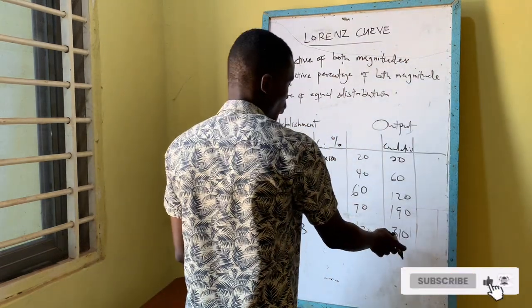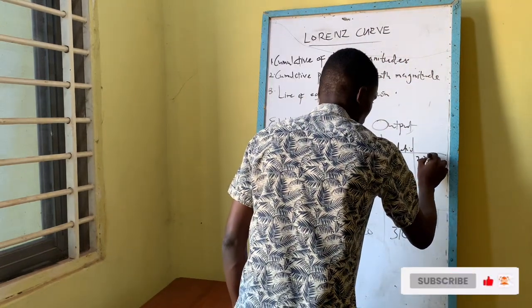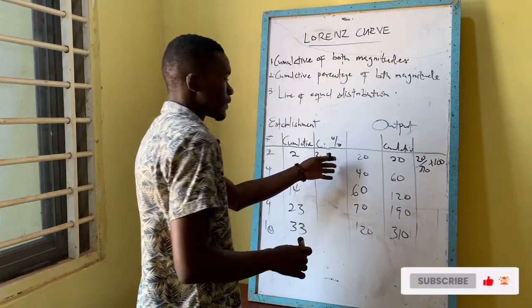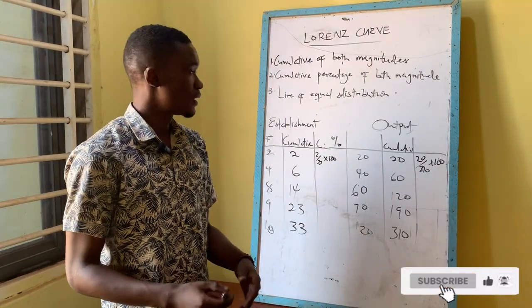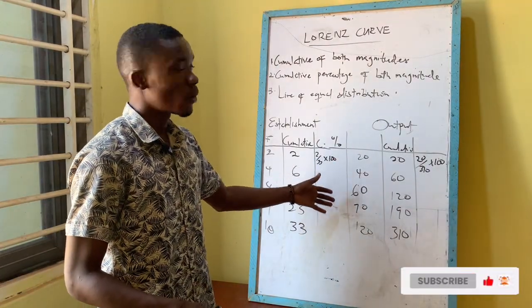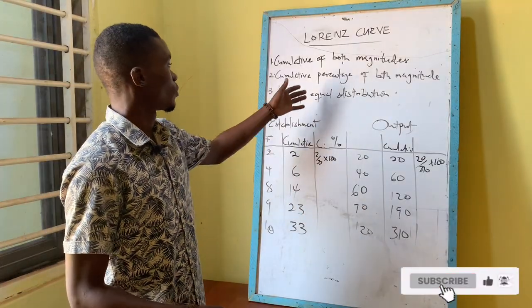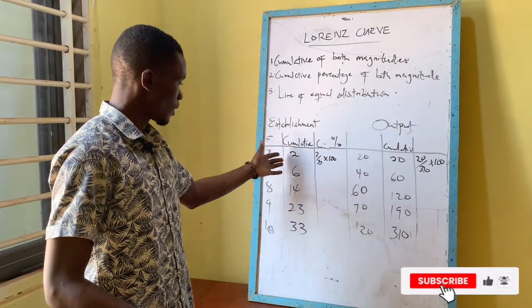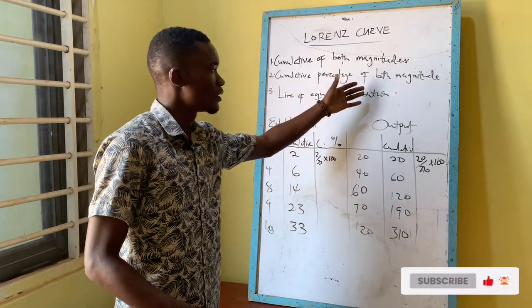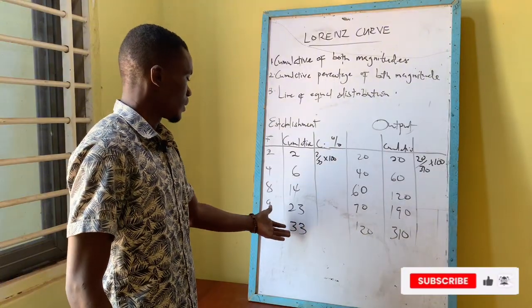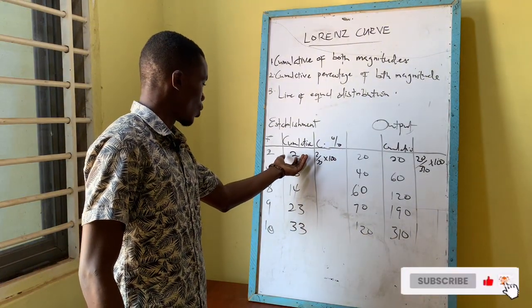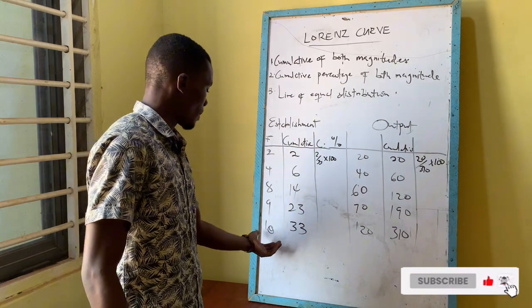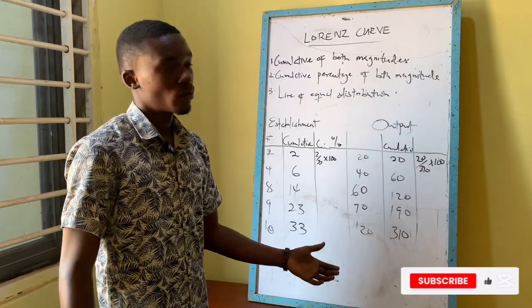Then when you come here also, 20 over 310, then you multiply it by 100. So the answers that you will get will be in percentage. This is just a rough sketch, but I wanted you to know that in constructing your Lorenz scale, you have to know your cumulative of both magnitude, which I just did. Then the cumulative percentage of both magnitude. That is each magnitude or each frequency on the establishment over the total of the frequencies times 100, right?